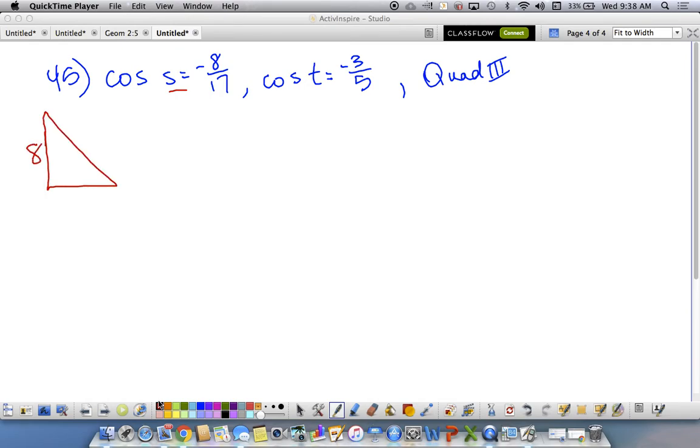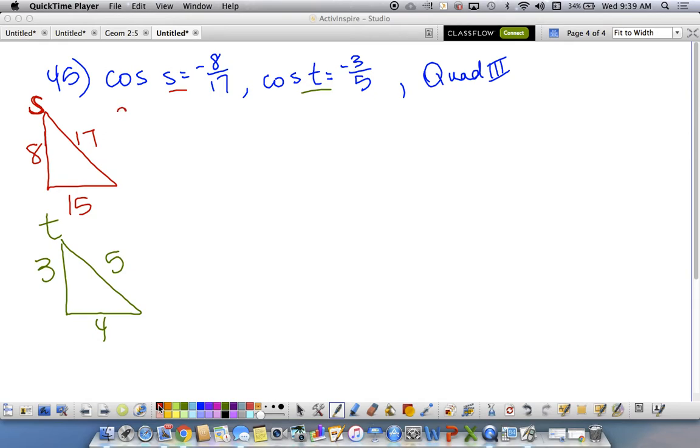The adjacent is 8. The hypotenuse is 17. What's the opposite? Sorry, I'm going cosine S, I'm thinking sine. So is it a 15? What about this one over here for T? Is it a 4? So if my T is at the top, I've got a 3, a 4, and a 5. Now to find sine S plus T, you had to find the sine function. Could you find the tangent ones also?